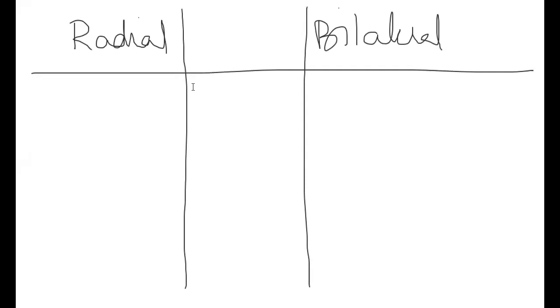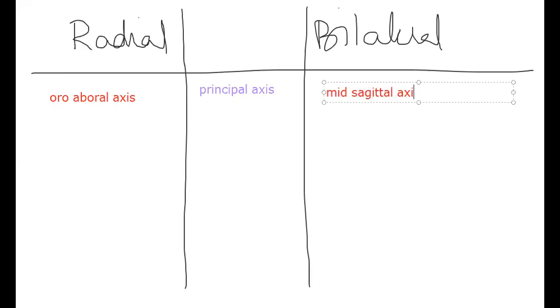So, first of all, let me show you the principal axis. In radial symmetry, the principal axis is going to be the oral-aboral axis. Then in bilateral symmetry, the principal axis is going to be the mid-sagittal axis.